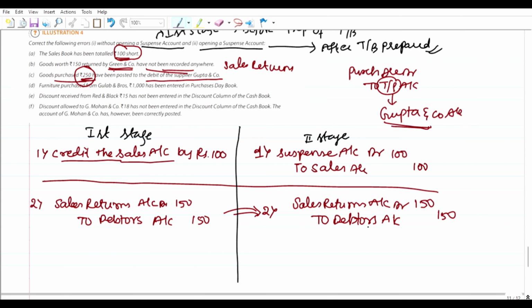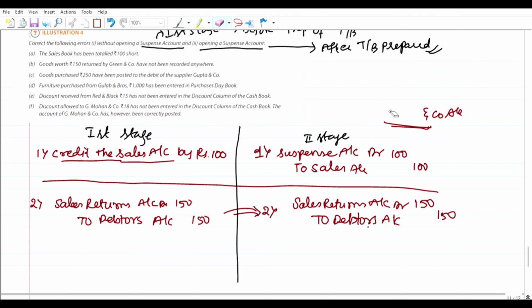Goods purchased, rupees 250, have been posted to the debit of supplier Gupta and Company account. Okay, I repeat, goods purchased rupees 250. That means what we have recorded in purchases account is correct, but we have debited purchases account and also Gupta and Company account, which is wrong. Due to the balance of rupees 250 on the credit side, a suspense account has been generated. So in order to remove that, we have to debit the suspense account and credit the supplier's account by rupees 250.